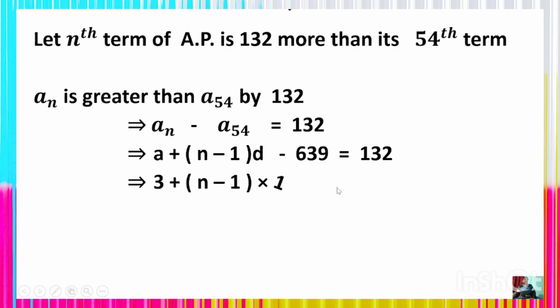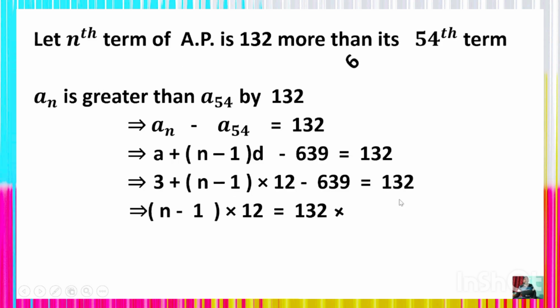So after replacing the value, it will be 3 plus (n minus 1) into 12 minus 639, which is 132. Understand? Now (n minus 1) into 12. Look here, 132 is on the right-hand side. This minus 639 will be transposed to the right-hand side; it will be plus 639. In a similar manner, the plus 3 will be transposed to the right side; it will be minus 3.